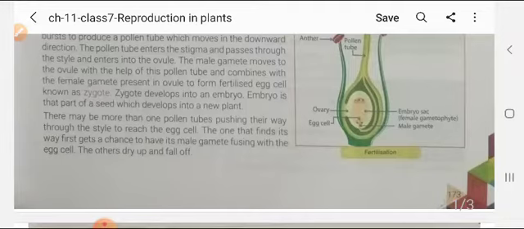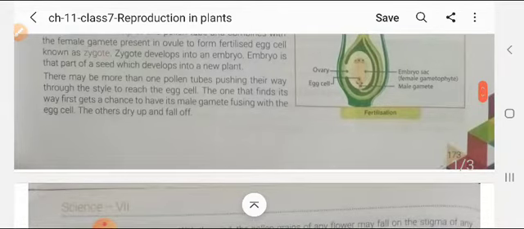The embryo is that part of the seed which develops into a new plant. There may be more than one pollen tube pushing its way to reach the egg cell. The one that finds its way first gets a chance to have its male gamete fuse with the egg cell. The rest of the other pollen grains dry up because they are not able to enter the ovule, as one pollen grain has already entered and made that egg fertilized. So the rest of the pollen grains will dry up and fall off.